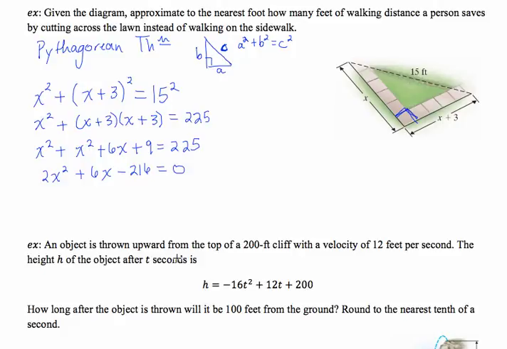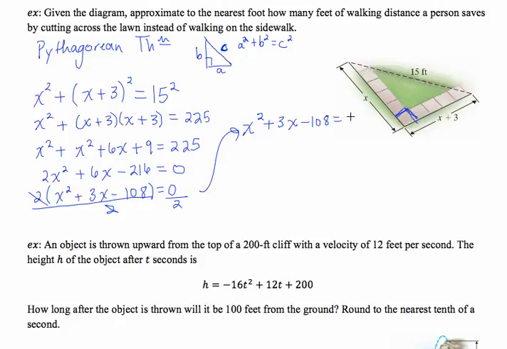Now one thing you can do in this example to make the numbers a little smaller is you could divide both sides by 2 because 2, 6, and 216 are all divisible by 2. So that's what I'm going to do. Actually, I'm going to factor out the 2 first. 216 divided by 2 would be 108. And then if you divide both whole sides by 2 at this point, those on the left cancel. And on the right, we'll just have 0 over 2, which is 0. So far, we have x squared plus 3x minus 108 equals 0.